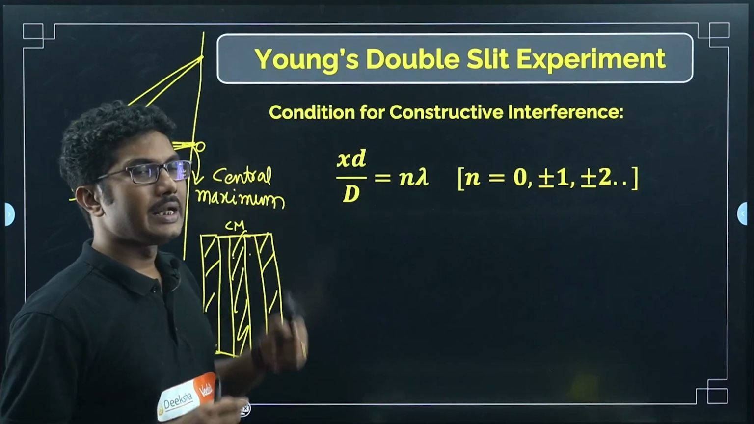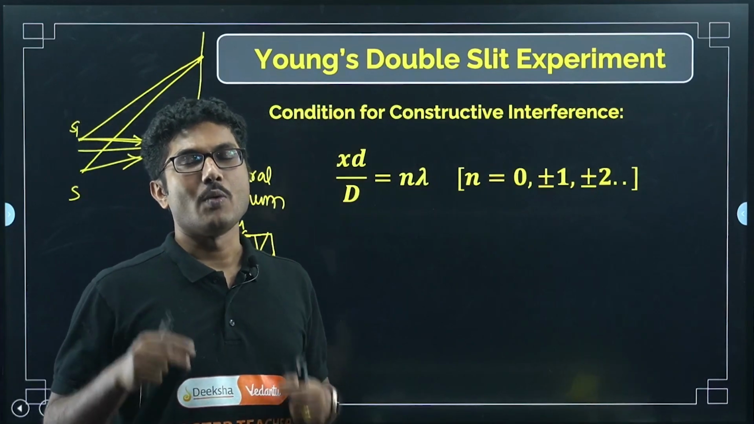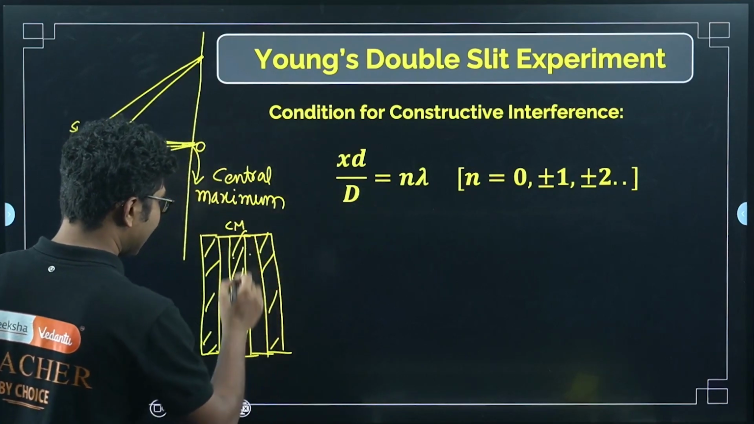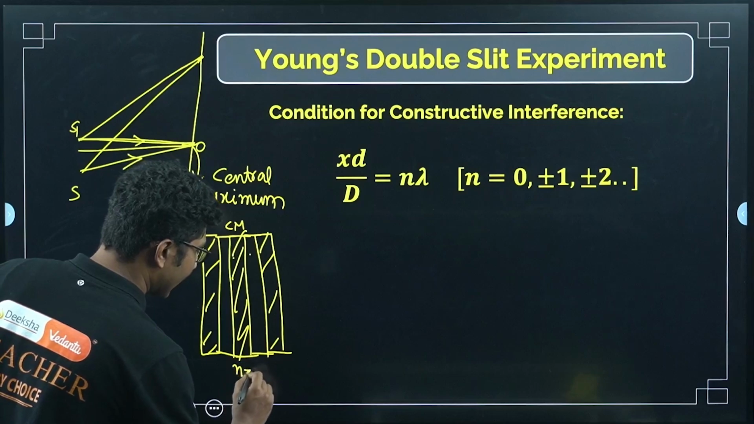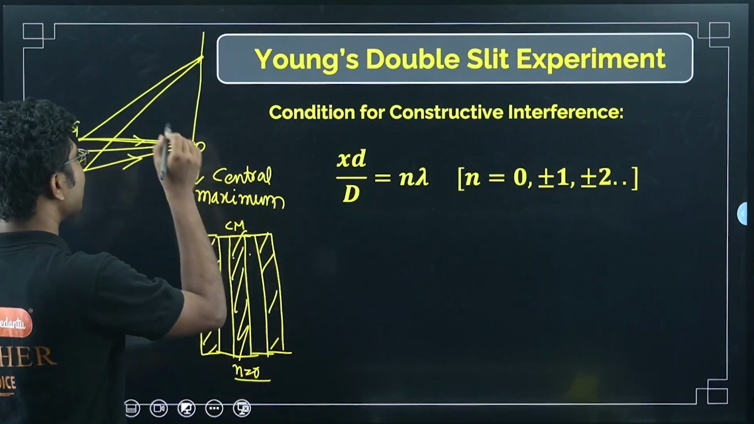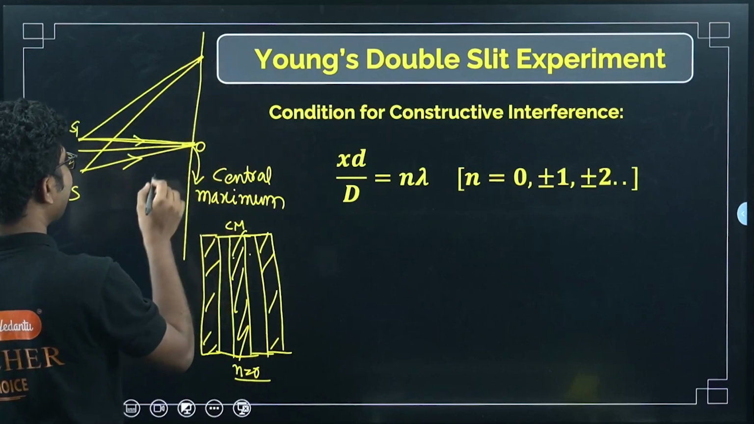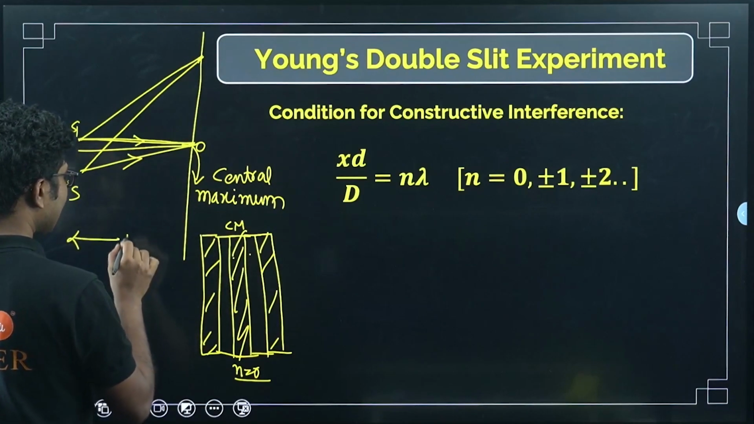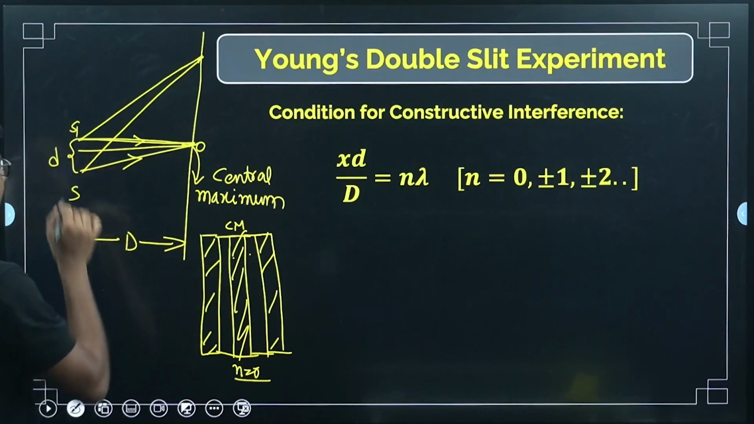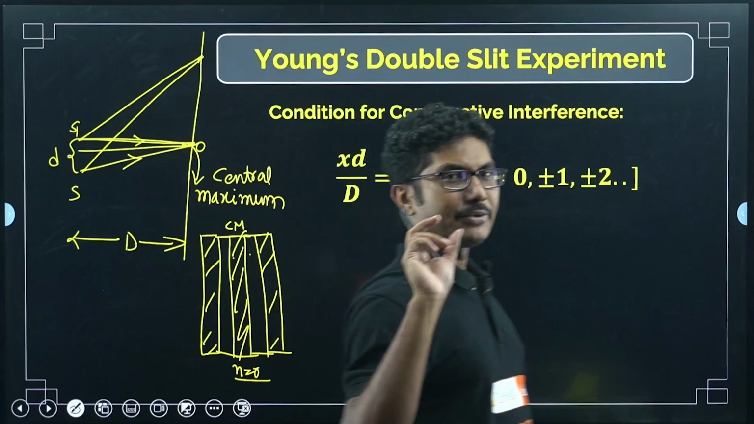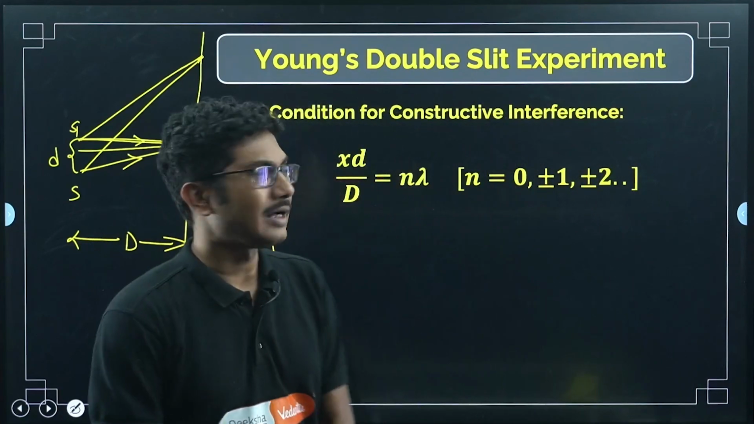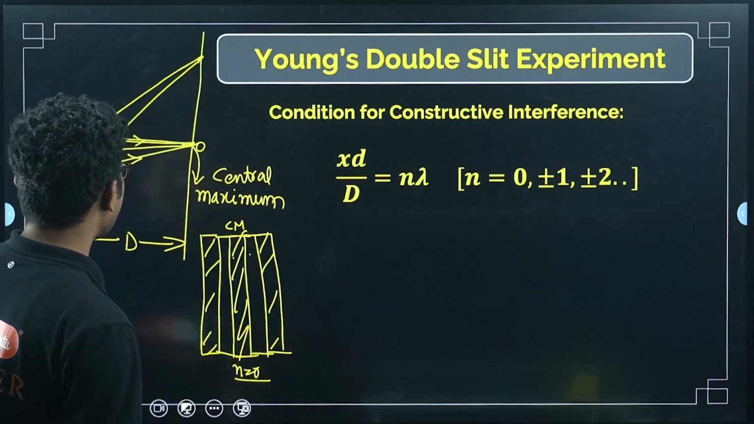Now, what is the condition for maximum? What is the condition for minimum? The central fringe is generally denoted by n equals 0. Now you have a screen which is located at a distance capital D, and the distance between the sources is small d. The distance between the screen and the plane of the sources is called capital D.